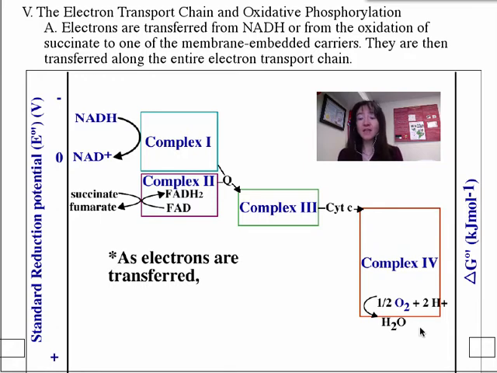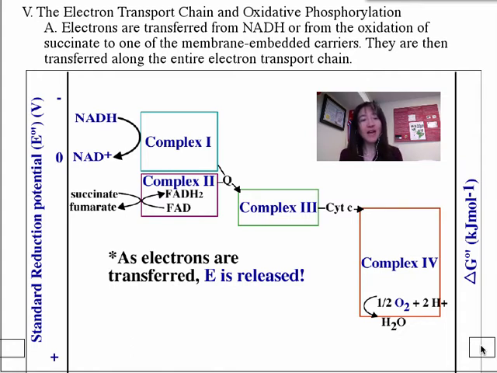Complex 4 is actually the binding site of the molecule with the greatest desire for electrons, the final electron acceptor, oxygen, diatomic oxygen gas. It's going to take on those electrons and it is going to be reduced to water. So as electrons are transferred through this entire electron transport chain, energy is released. We know that that energy takes the form of the proton motive force. Clearly, this diagram is just an energetic one.